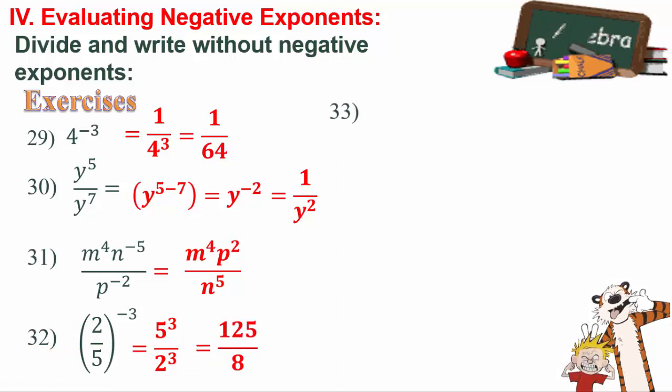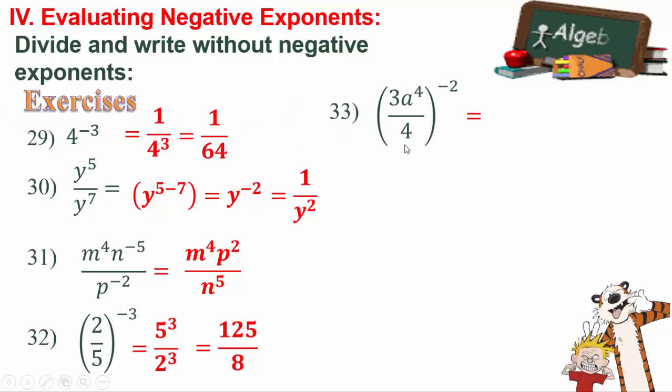For number 33, we have 3a to the 4th over 4, and this whole thing is put to the negative 2 power. So let me work that out on the whiteboard to show you how this could be done. We're given 3a to the 4th power divided by 4. And this whole thing is to the negative 2 power.